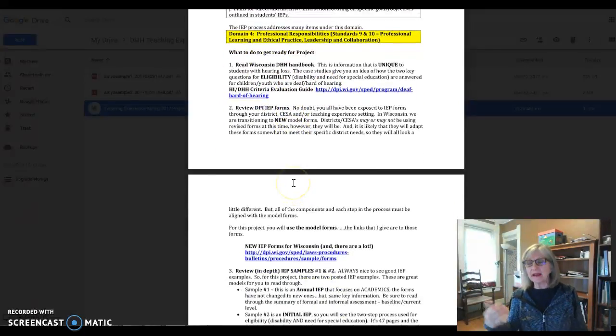It has case studies that are children with hearing loss. You might kind of enjoy looking at those case studies and looking at how they answer those two questions.